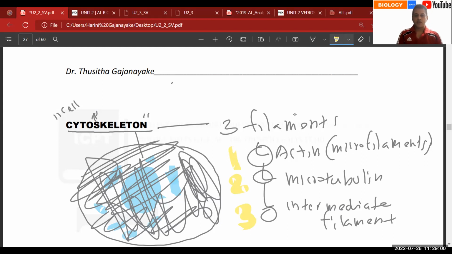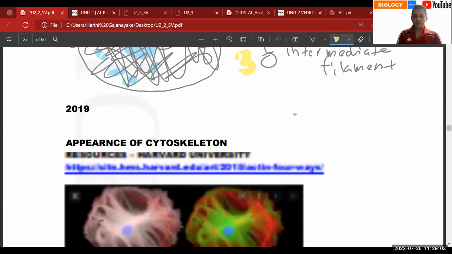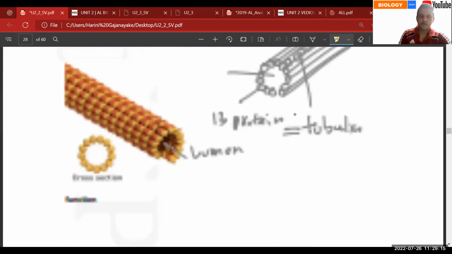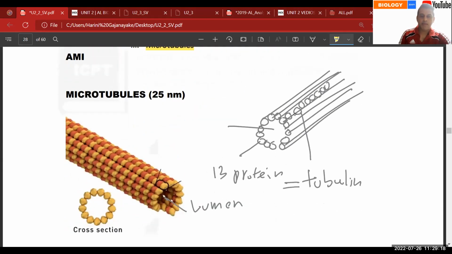The general function of the cytoskeleton is strength, movement, and being important in cell divisions. So microtubules are the first one. Microtubules are made out of proteins called tubulin. So 13 protein molecules make the columns like this, and they make these long filaments.